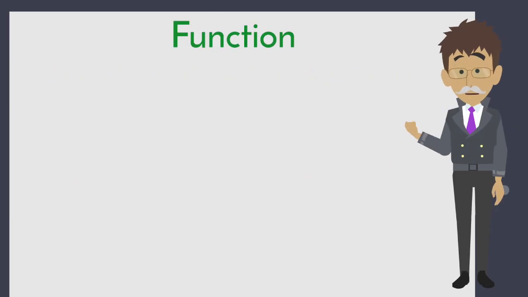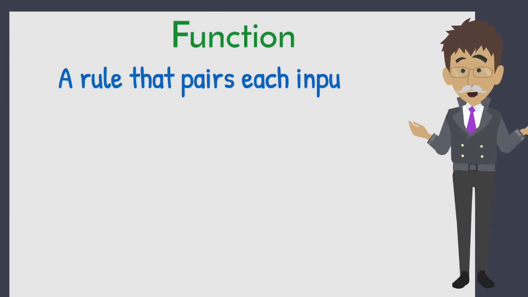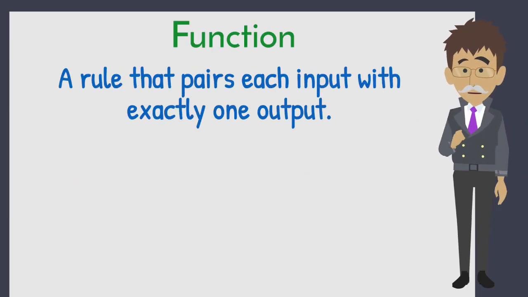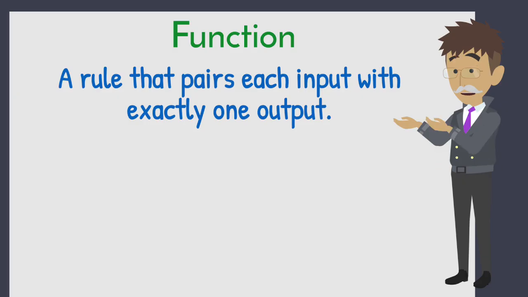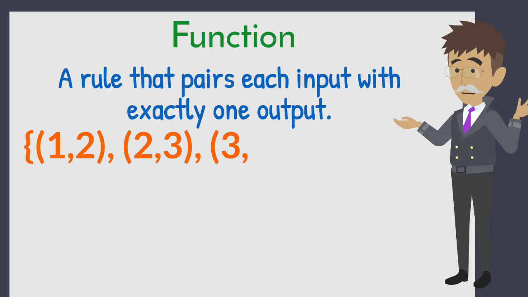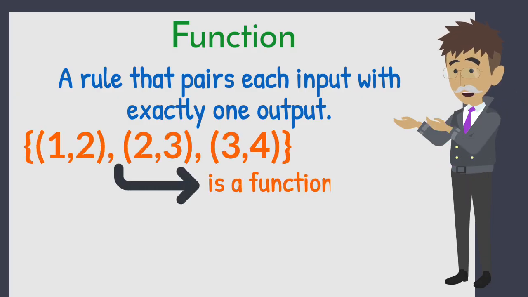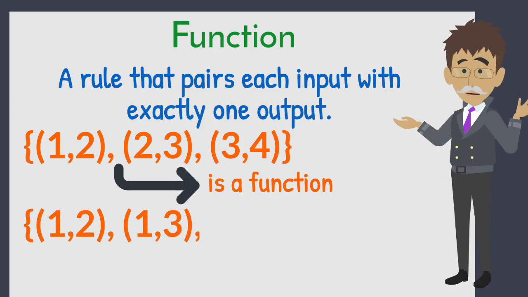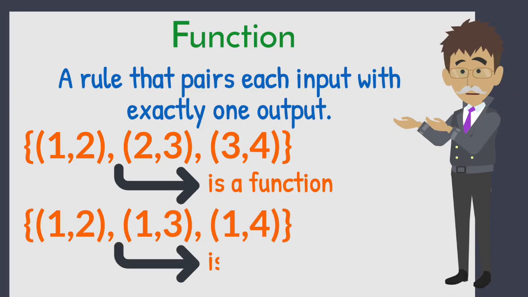Function. A rule that pairs each input with exactly one output. The set (1,2), (2,3), and (3,4) is a function, while the set (1,2), (1,3), and (1,4) is not.